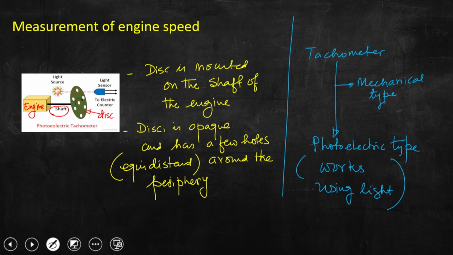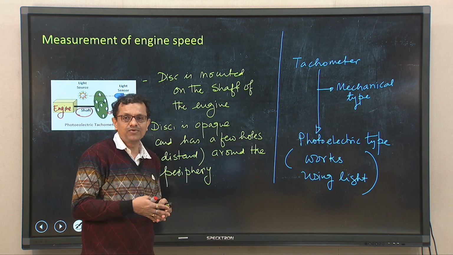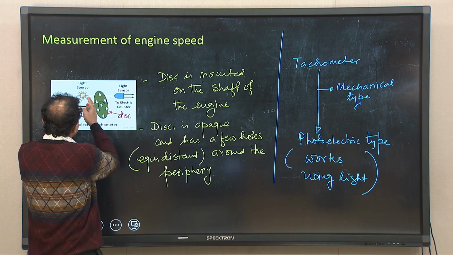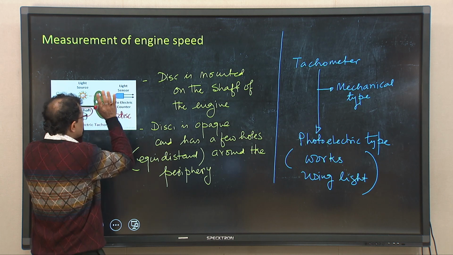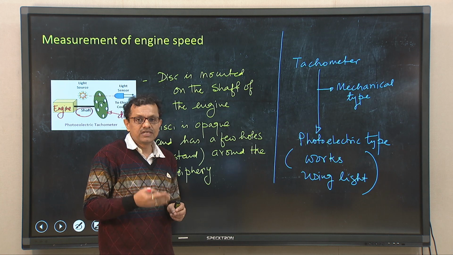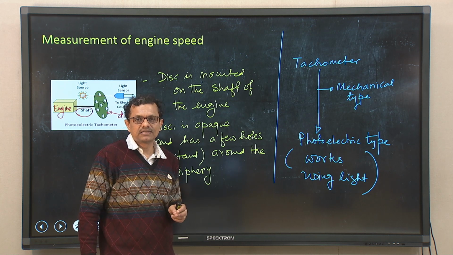Okay. And construction is such that in one side of the disc we can see there is a light source. As I said, this particular type works on using light. If we need to use this particular type of tachometer to measure RPM, certainly we need a light source, because this RPM sensor needs light to generate electrical pulses.